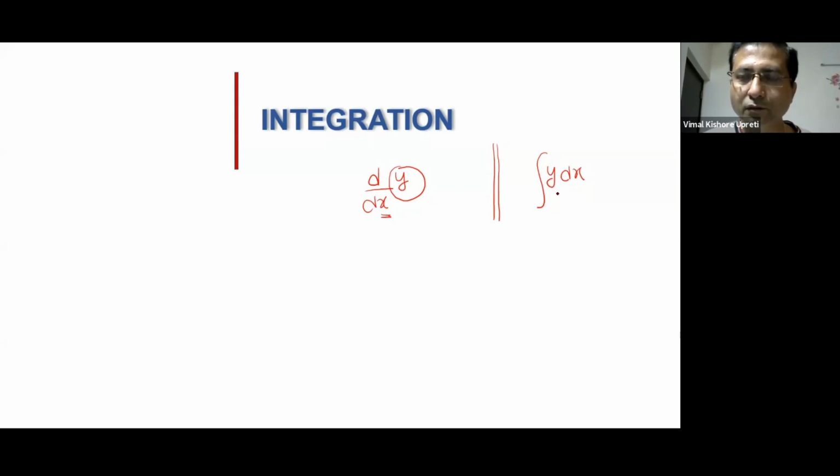Okay. So when we integrate y with respect to x, this is the symbol of integration. And these are inverse functions. That means if I differentiate x square, differentiation will give me 2x. And now if I integrate 2x, so if I substitute y as 2x, then ∫2x dx, this integration gives us x square.